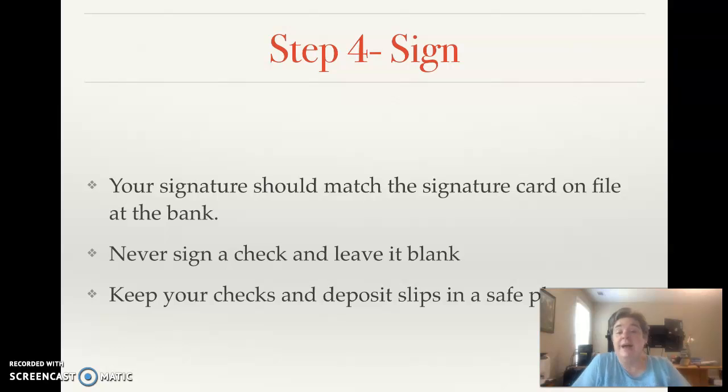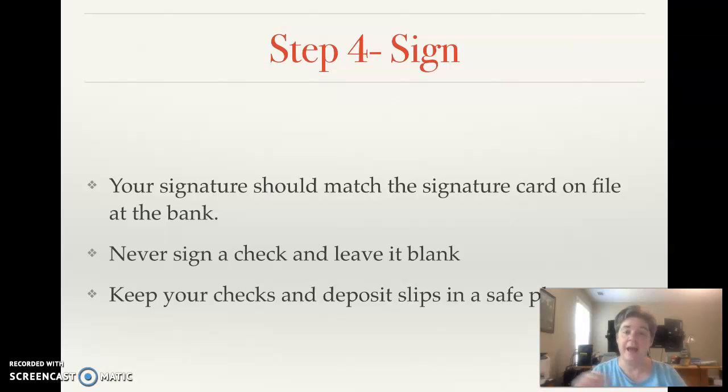Okay, step 4 is to sign it. Your signature should match the signature that you have on file at the bank. So for example, for me, my signature on file at the bank is Michelle A. Parker. That's not my whole legal name, but it's the name that I've printed on my checks. I should sign it that way.